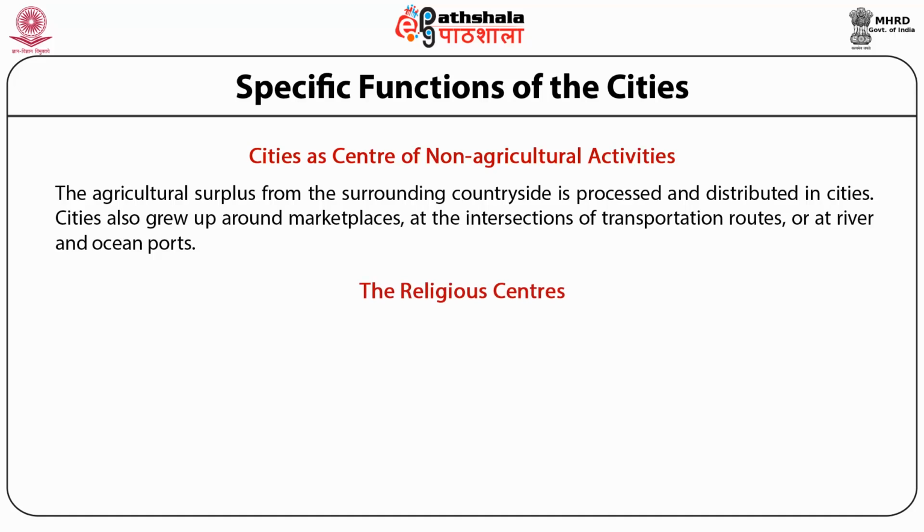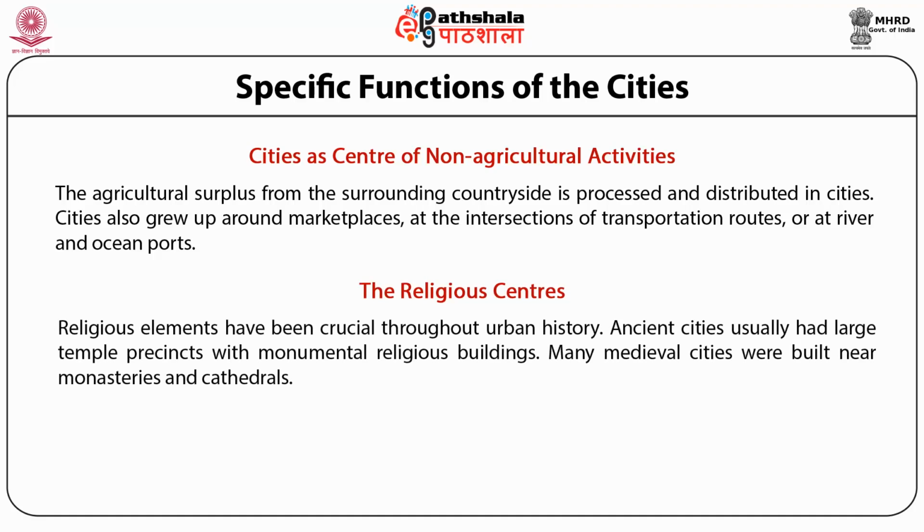Number two, the religious centers. The religious element has been crucial throughout urban history. The ancient people had sacred places often associated with cemeteries or shrines around which cities grew. Ancient cities usually had large temple precincts with monumental religious buildings. Many medieval cities were built near monasteries and cathedrals.